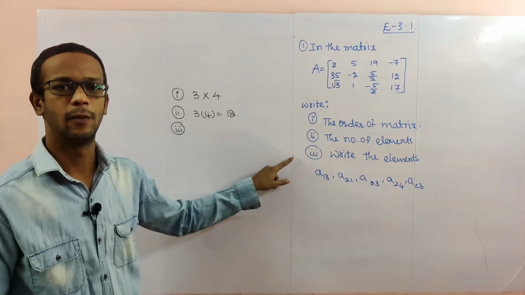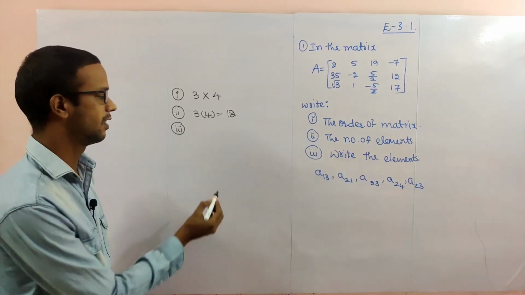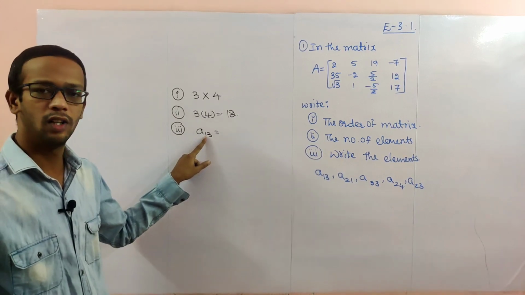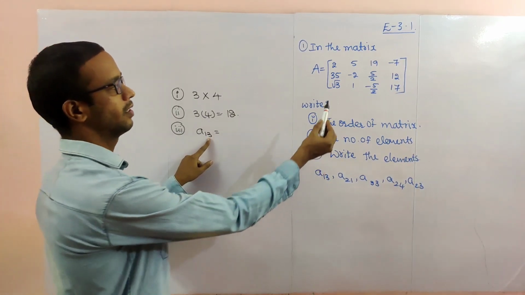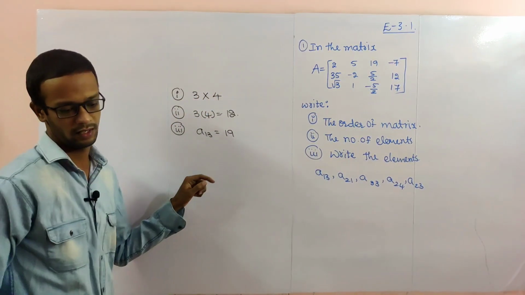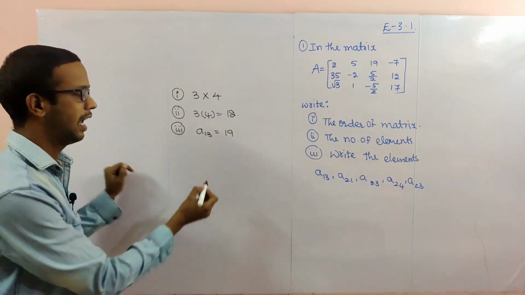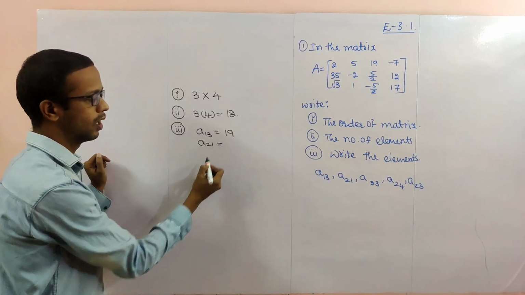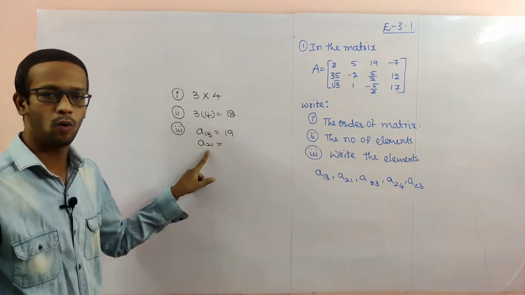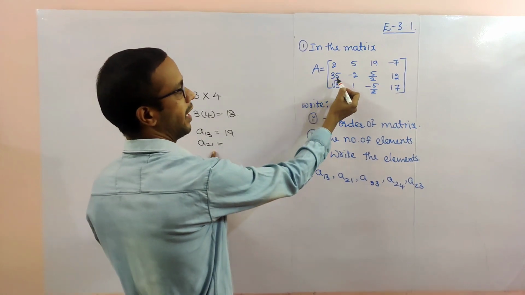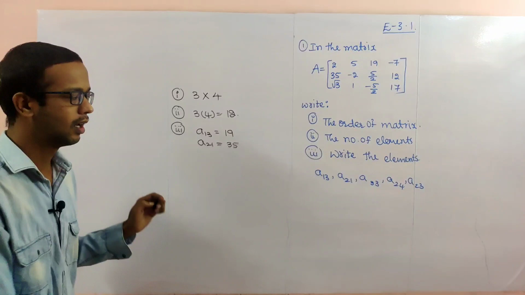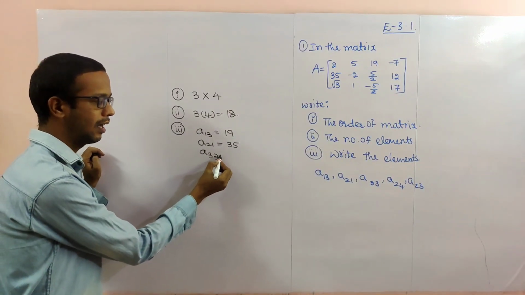Write the elements. A13 means what? First row, third column element. The first row, third column element is 19. Next, A21. The first index represents the row, the second represents the column. Second row, first column element. The second row, first column element is 35. Next, A33.